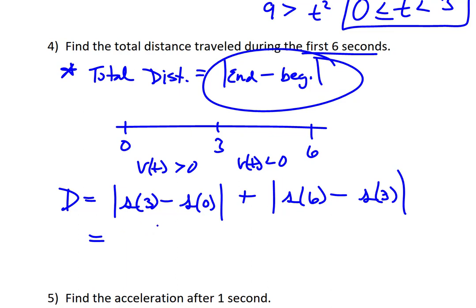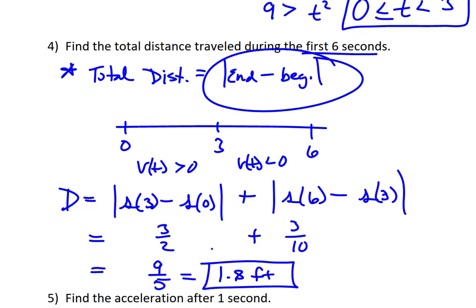Now, if you plug this all in, we should end up getting 3/2 for the first. I'm just skipping a step or two here, and then 3/10 for the second interval. Of course, if you just add those using a common denominator, we'll get 9/5, which you could turn into a nice clean decimal as 1.8. And then distance would go in accordance with the units of this problem, which way above we gave as feet. So we could say 1.8 feet for this.